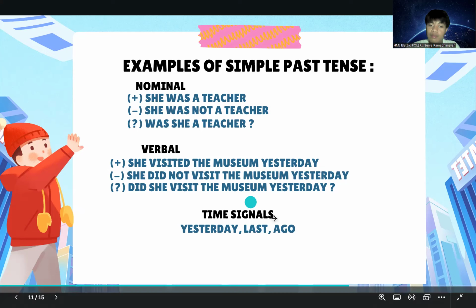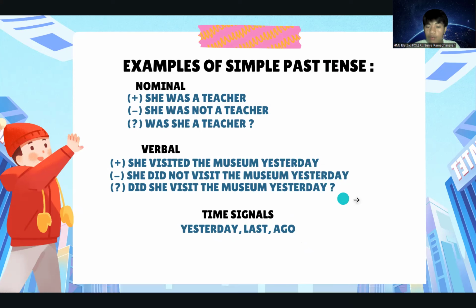So these are the time signals of simple past tense. Yesterday, last, and ago. We can change the time signal at the end of the sentence. Just like I said before, maybe we can change yesterday in this sentence to last week or 5 minutes ago. Examples, she visited the museum last week.